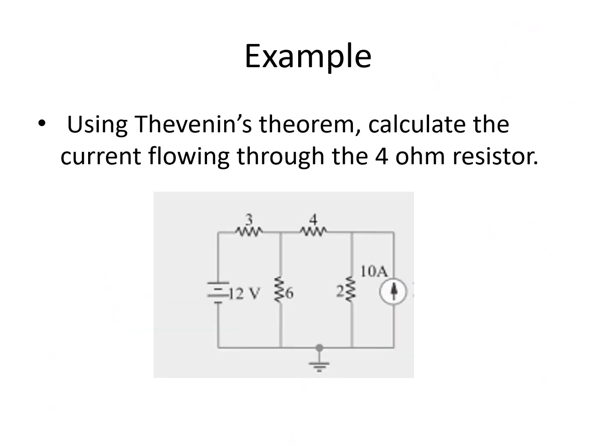Using Thevenin's theorem, calculate the current flowing through the 4 ohm resistor. So what are we going to do now? So we have here, this is your 4 ohms. Okay, so we have to remove that. That will become an open circuit. Okay, so if we're going to redraw that, it will become like this. This is 12. This is 3. This is 6. This is open. Okay. We have 2 here.